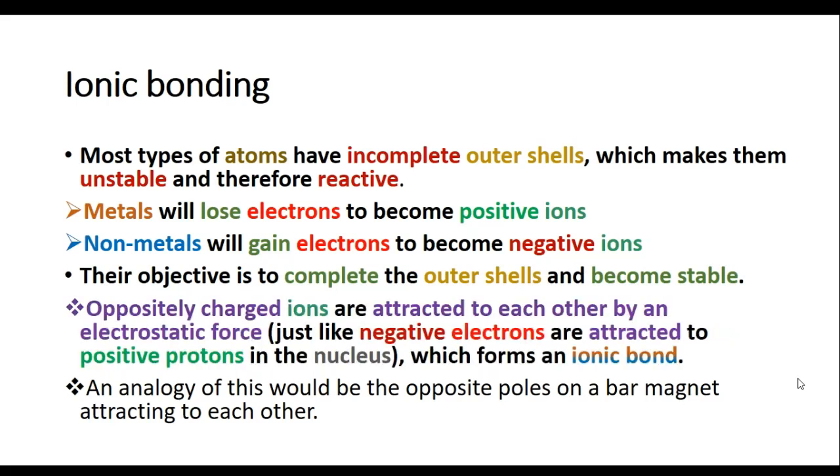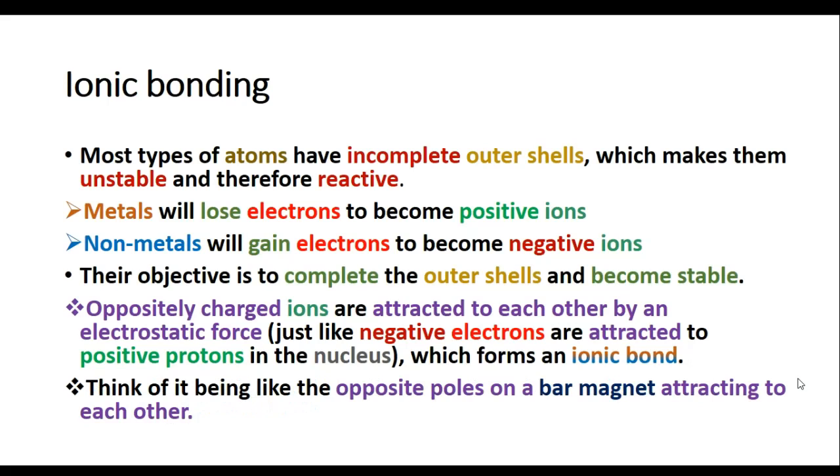Now, oppositely charged ions are attracted to each other by an electrostatic force. This is what I was talking about earlier. So just like negative electrons are attracted to the positive protons in the nucleus, opposite charges attract. So a negative ion and a positive ion, like a metal and a non-metal, will be attracted to each other. That electrostatic force between them forms what we call an ionic bond.